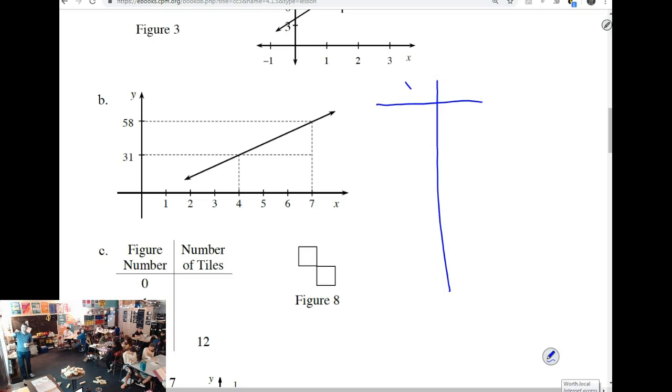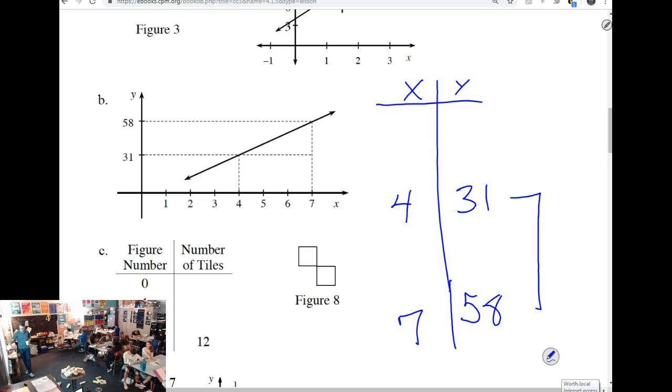So for our table in B, we know a couple x, y's, right? When x is 4, what's y? When x is 7, what's y? 58. So what I know is a certain delta y for a certain delta x. From there, I could figure out the slope.